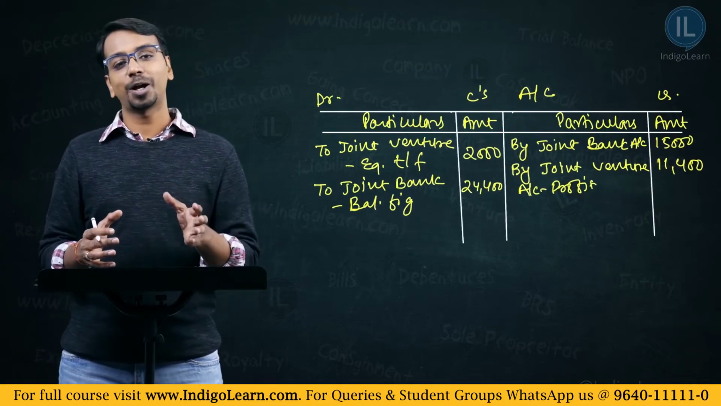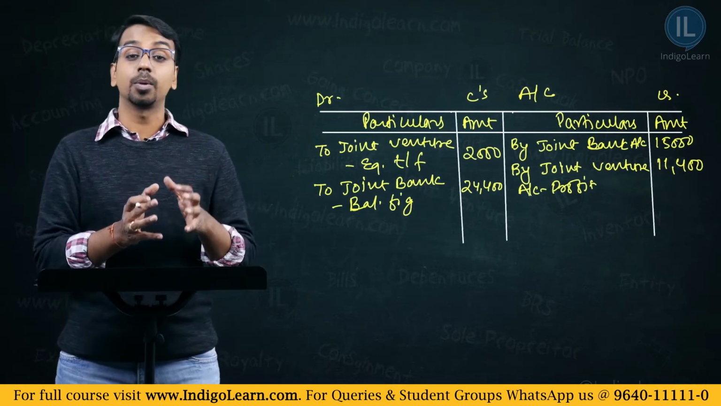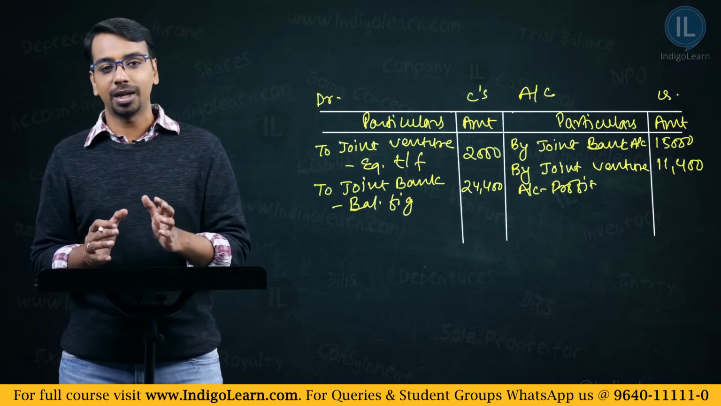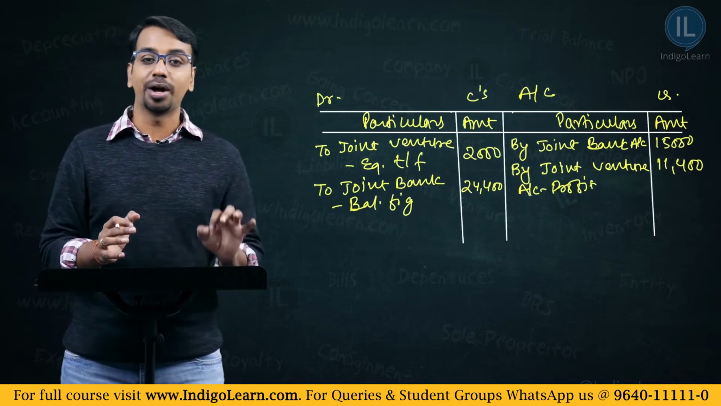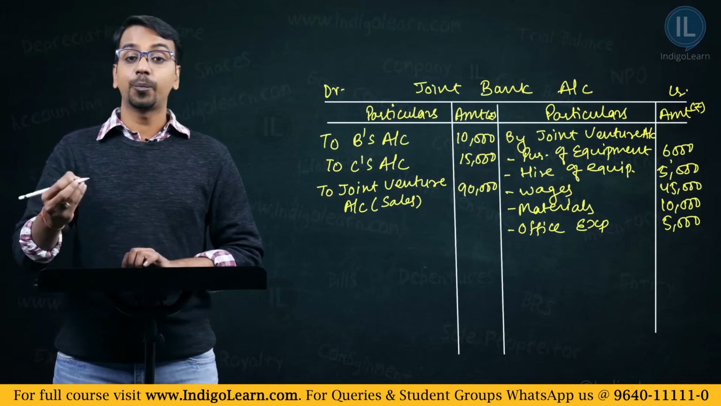Here you said B's account debit to joint bank account, C's account debit to joint bank account. That is nothing but the final settlement amount. So, corresponding impact, the next leg of the entry will appear in the joint bank account. So, come to joint bank account. Here you have paid, right?